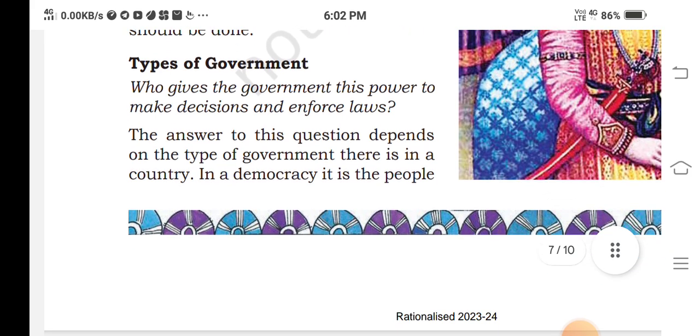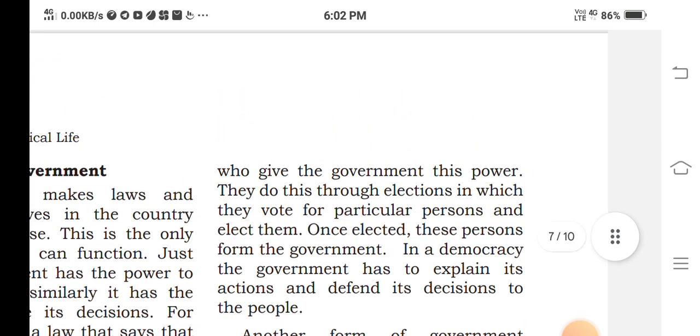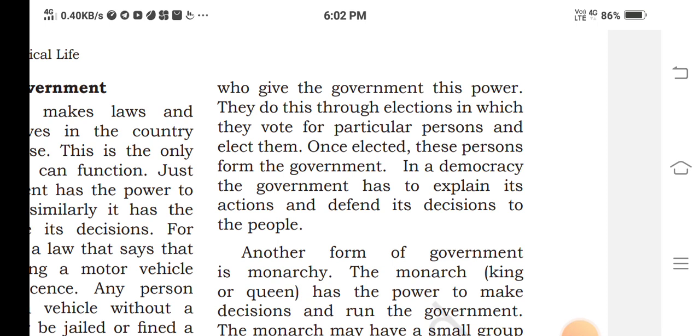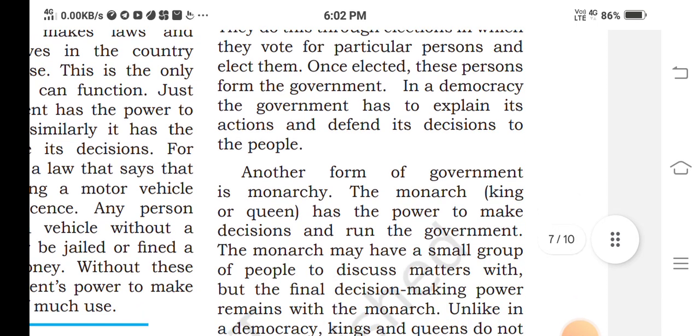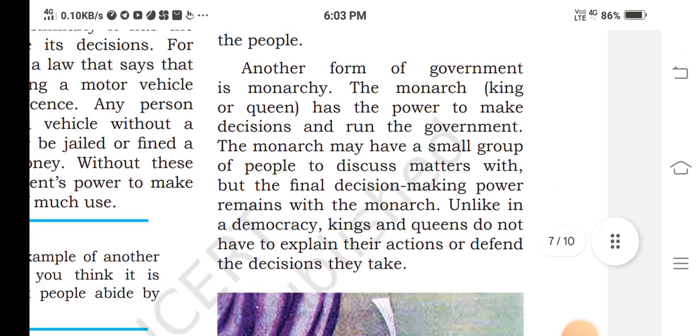Types of government. Who gives the government this power to make decisions and enforce laws? The answers to the questions depend on the type of government. In a democracy, it is the people who give the government this power. They do this through elections in which they vote for particular persons and elect them. Once elected, these persons form the government. In a democracy, the government has to explain its actions and defend its decisions to the people.